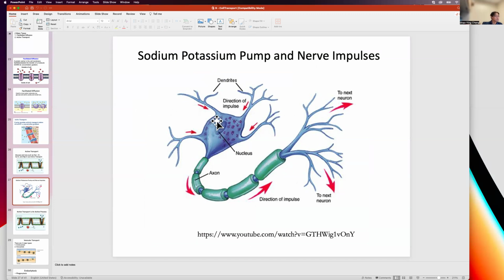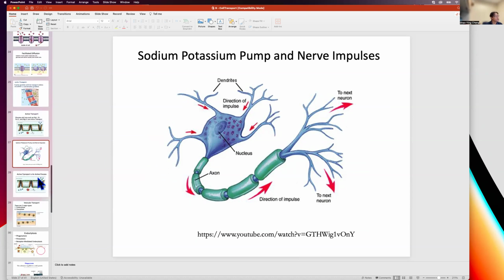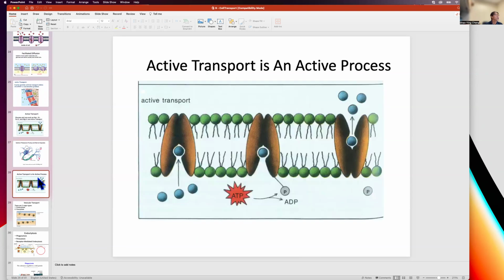Neurons, the cells in your brain, can take advantage of it. They can make the sodium and potassium start to flow, and when they flow, they generate an electrical signal. That's called the action potential. When you take AP1, you will learn how neurons generate action potentials. They take advantage of this active transport. Active transport is an active process because you are moving the molecule from low to high. It won't naturally happen, so you need ATP to make this event happen.